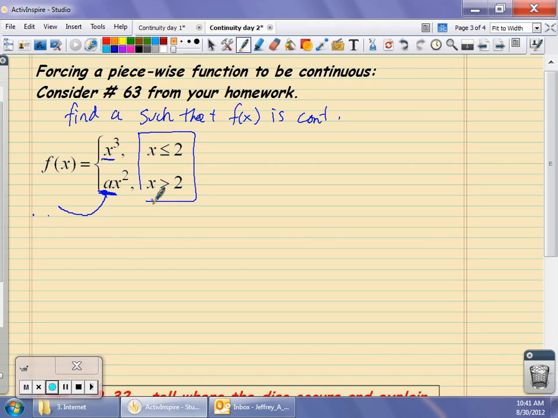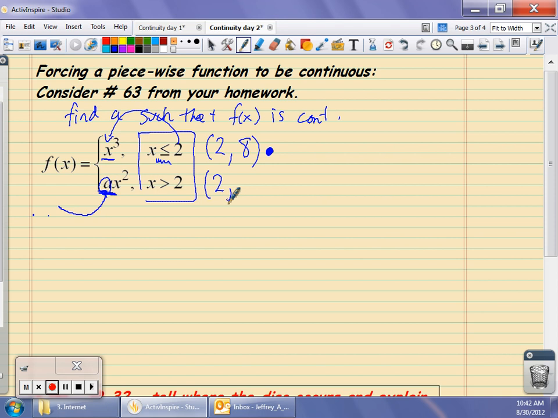To determine this, obviously we could make a graph, but it's kind of hard to graph ax squared when we don't know a. So I'm going to substitute 2 in place of x in the first piece. 2 cubed is 8, and if I were to graph this, because of the equal mark right here, that would be a closed circle on my graph. So when x is 2, y is 8.